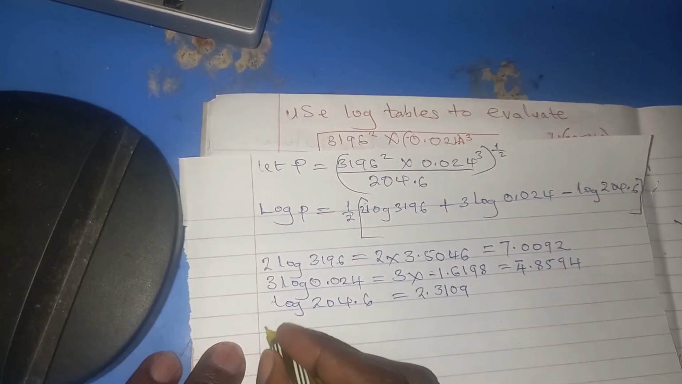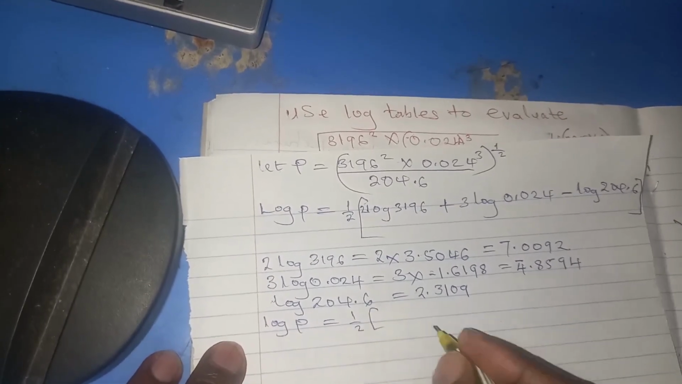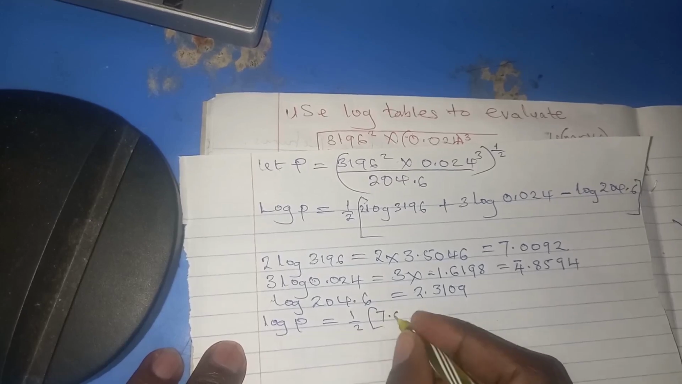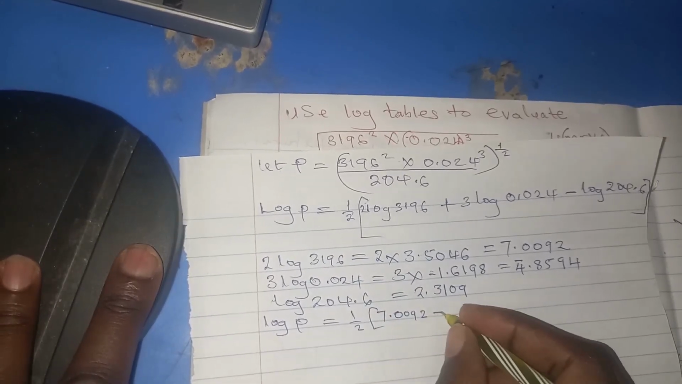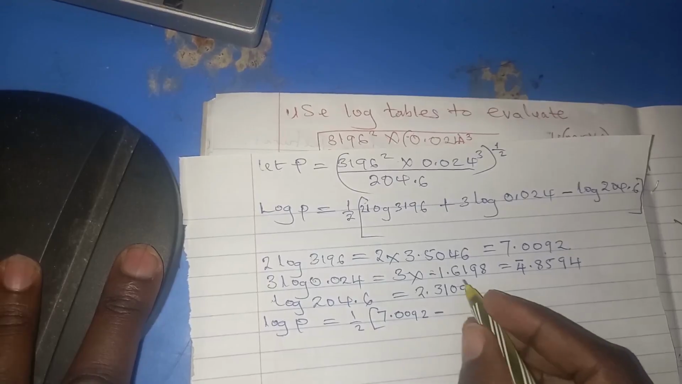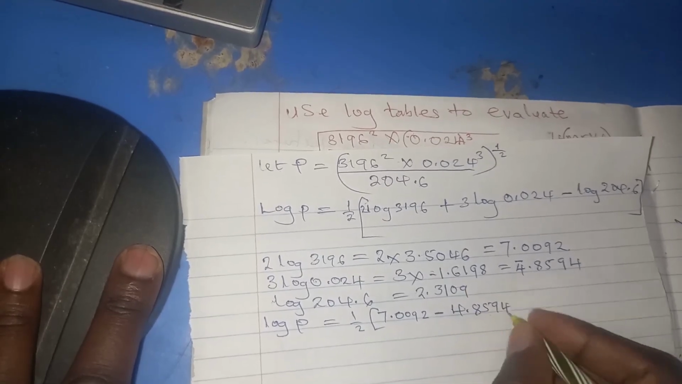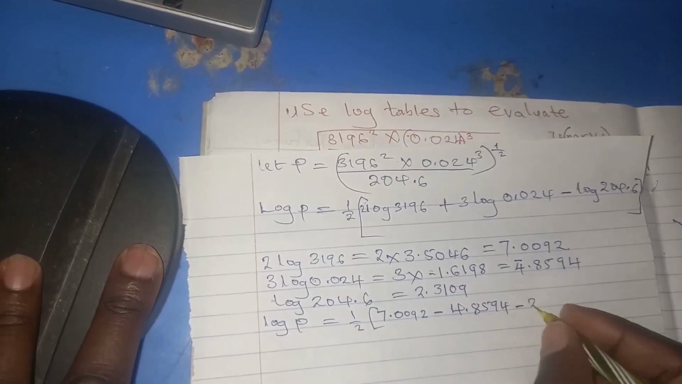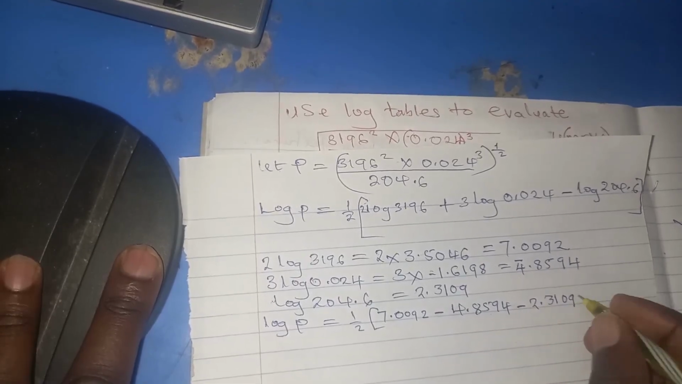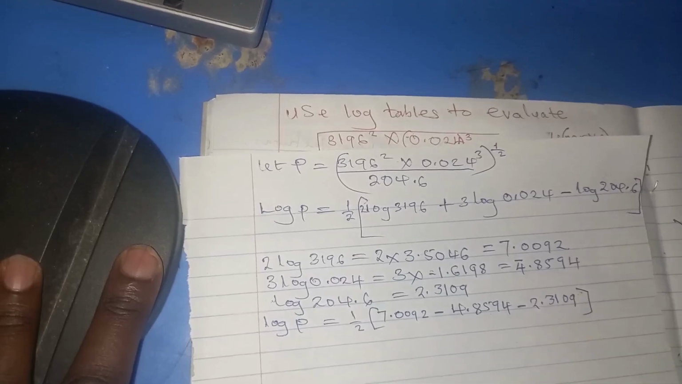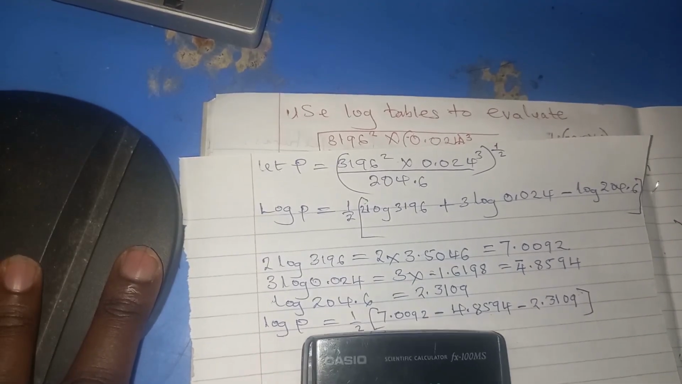Now we can put those decimal numbers into the bracket. We say log P is equal to half of 7.0092 minus 4.8594 minus 2.3109. Then I close my bracket like that. We can continue working it out together.